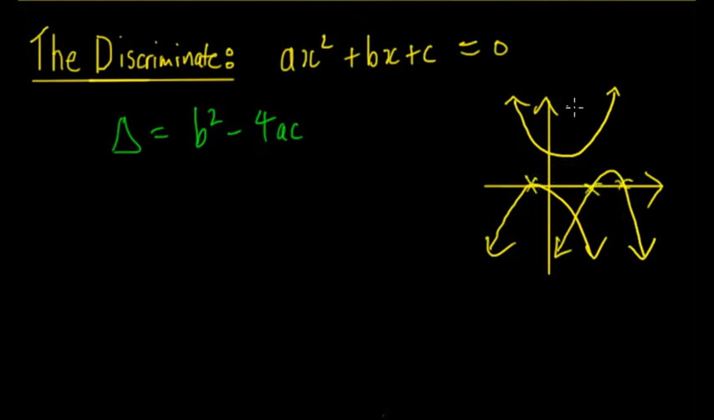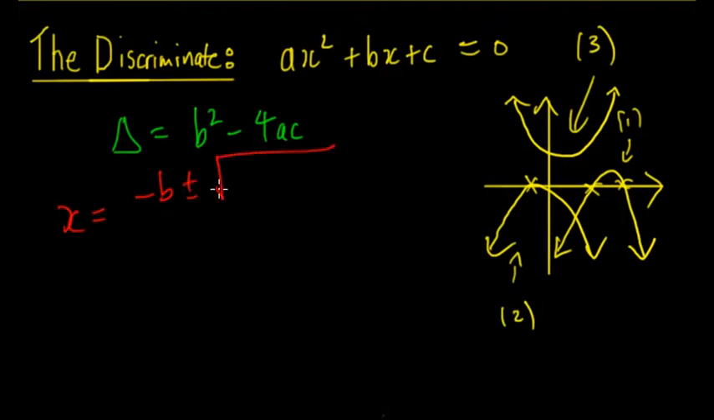So the three different options we need to encounter: the first is that there are two x-intercepts, the second is that there is one, and the third is that there is none. But we need to first understand, where does this formula come from? If you remember the quadratic formula, x is equal to negative b plus or minus the square root of b squared minus 4ac, over 2a. And you should see straight away that the b squared minus 4ac comes from the inside of the square root bracket.